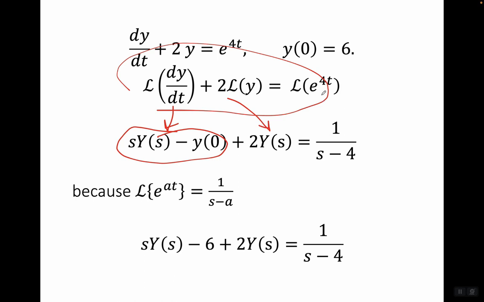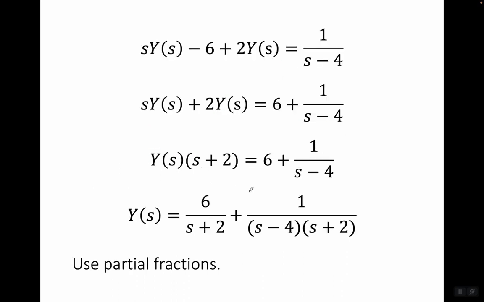And we've seen that this is the Laplace transform of e to the 4t, because the Laplace transform of e to the at is 1 over s minus a. Here a would be 4. So we replace y of 0 with 6, because we were told that y of 0 equals 6 up here. And we end up with this equation. So now let's get the Y of s's on the one side and move the 6 to the other side. And this is what we end up with. Let's factor out a Y of s. Get Y of s times (s plus 2) equals 6 plus 1 over s minus 4.